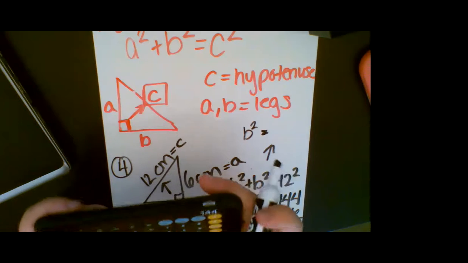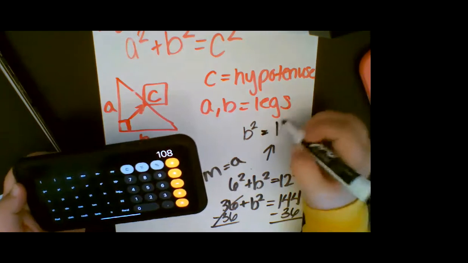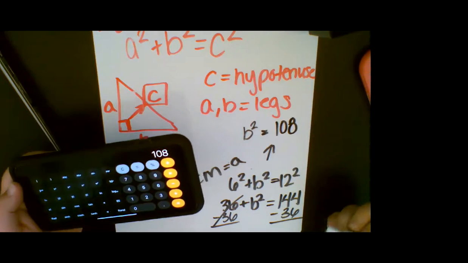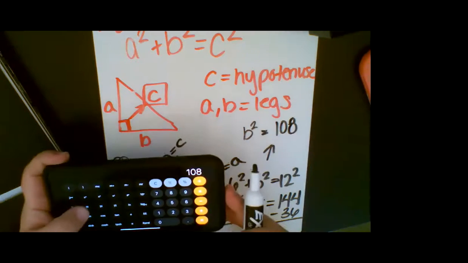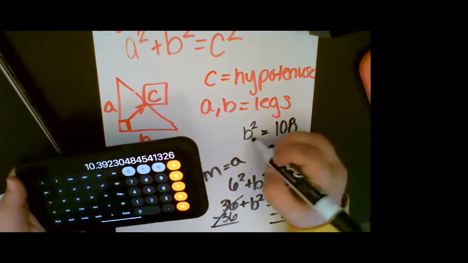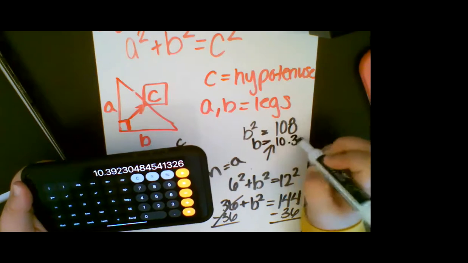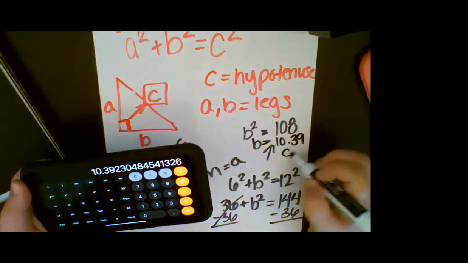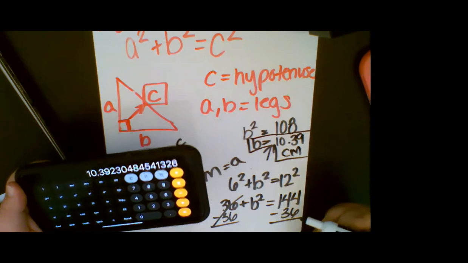All right, 144 minus 36, so that we know what it's equal to over here. And remember, our last step is always the same last step. We got to get rid of the squared by square rooting. And we have a decimal again. We round to 10.39. And we started with centimeters, so we finish with centimeters.